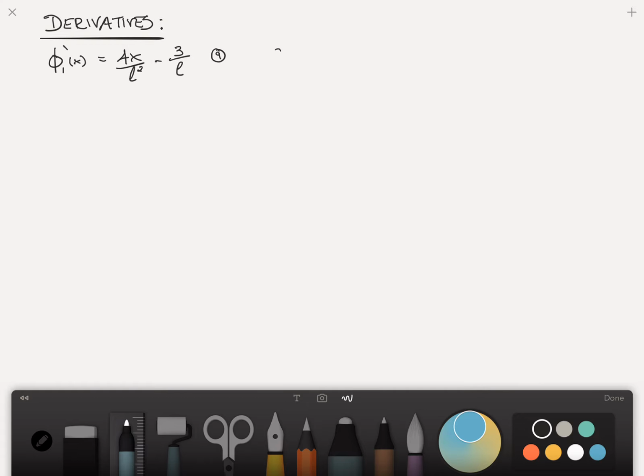And to try to save space, I'm going to write these all alongside here. Phi2 prime is equal to 8x divided by L squared minus 4 over L. We'll call this equation 10. And then finally, phi3 prime is equal to 4x over L squared minus 1 over L. And what should jump out at you now is the fact that we've taken the derivative and we get a linear function of x, as we were expecting, because we described that at the beginning.